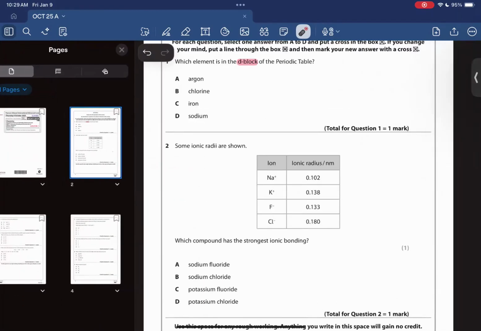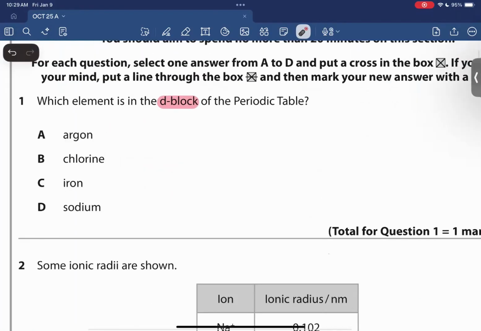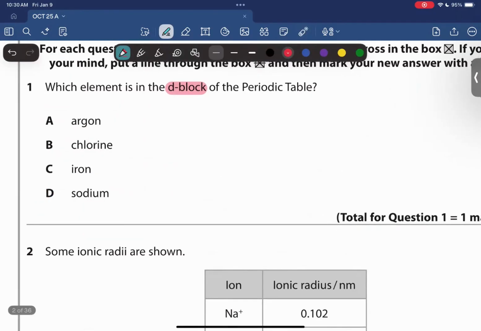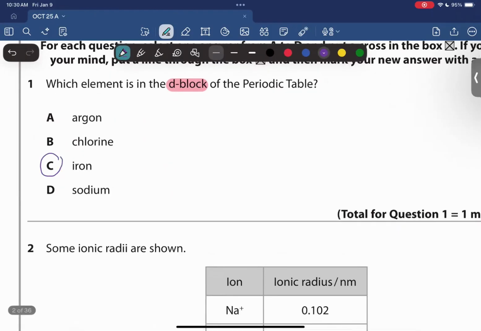So from here, we can see that argon is in group 8, this is in group 7, this is in group 1. Hence, our answer should be iron, because iron is basically in the D block of the periodic table. It is also a transition metal. Okay, moving on.